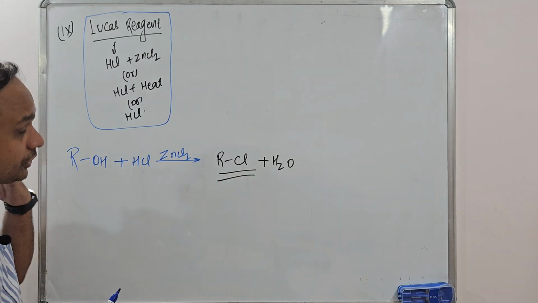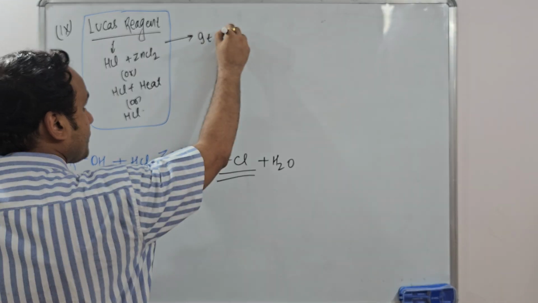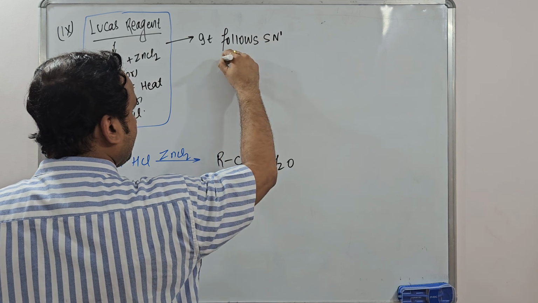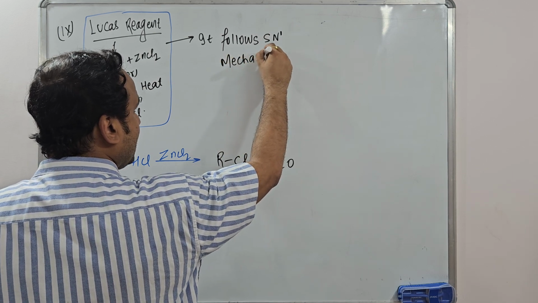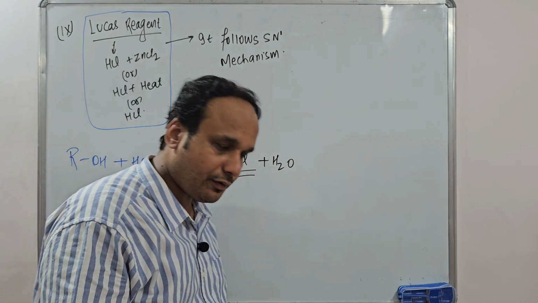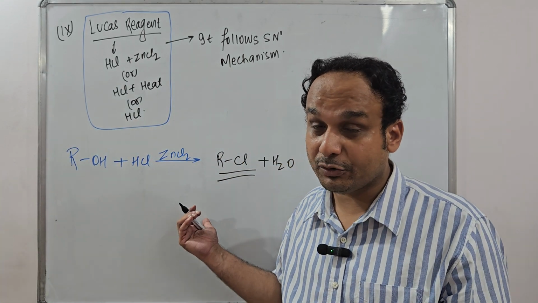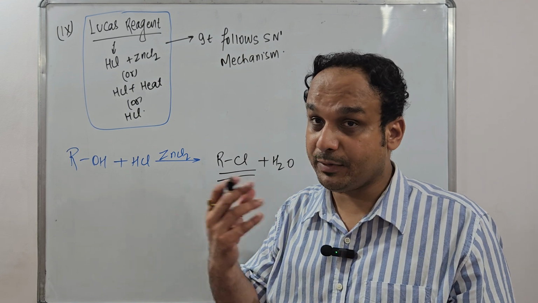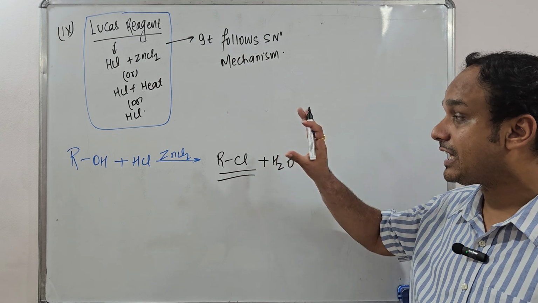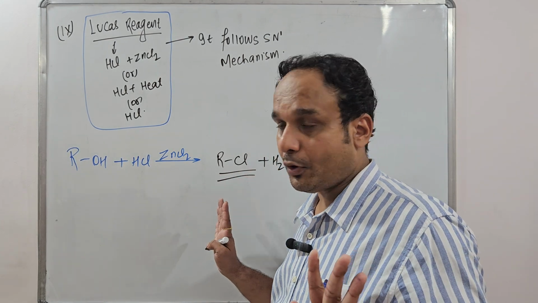Now one important thing you will have to know about the Lucas reagent is that it follows SN1 mechanism. Those who know about SN1 will not find difficulties. Those who don't know about SN1, I will not go over everything about SN1 here. I will make an individual video on that. But my target is to dictate all the things that happen over here. SN1 mechanism, so you will just write the important points.